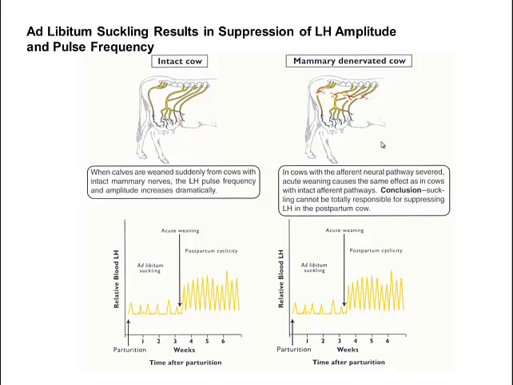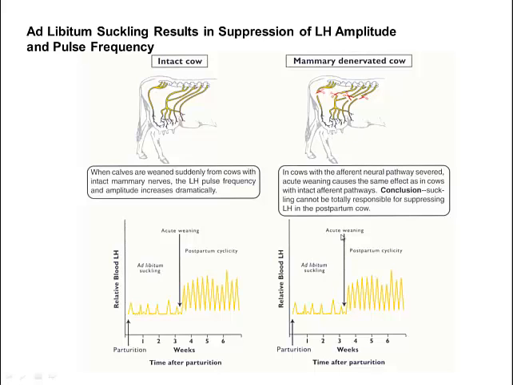It's been shown that in an intact cow, so a cow that all the nerves are intact down to the udder, this is what happens, which is what we've just described. If we wean the calf, we suddenly get an increase in LH pulse frequency. In this experiment, what they did was they cut the nerves that supply the udder, so that the cow couldn't actually sense when the calf was suckling.